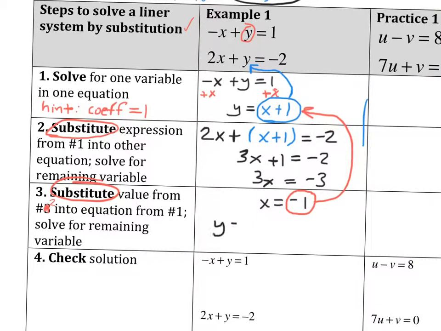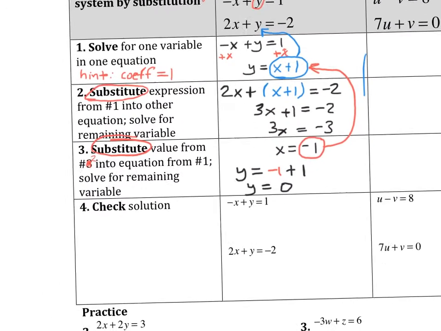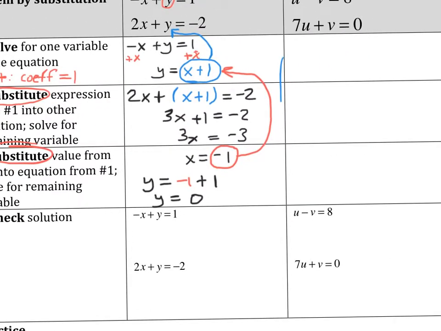So y equals x, which is negative 1, plus 1. Again, I'm substituting it in up here in my color. It's blue. And then y equals 0. Why? Because negative 1 plus 1 is 0. So in this case, I am claiming that my solution is negative 1, 0. That's what I'm claiming my solution is.